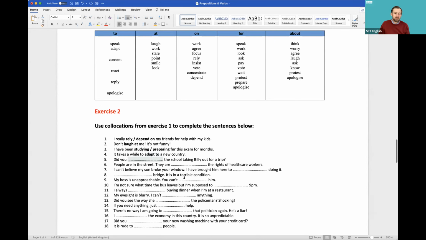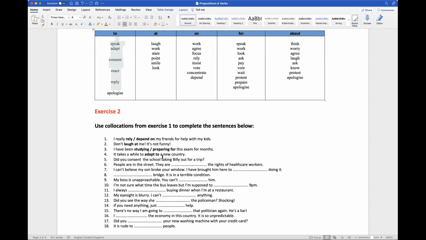Number 5. Did you ask for the school taking Billy out for a trip? Maybe. That doesn't work. Did you agree on? No. Consent? Discuss about? Consent. Yes, consent. Which box is consent in? The first one. Yeah, so consent to. Exactly, so we've got consent to.